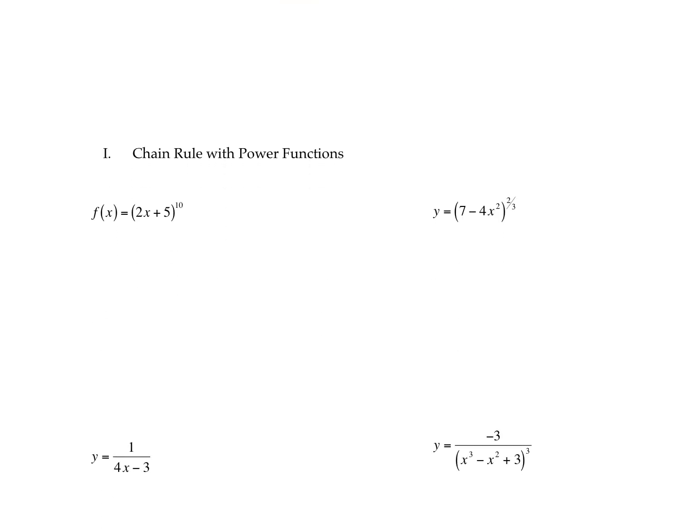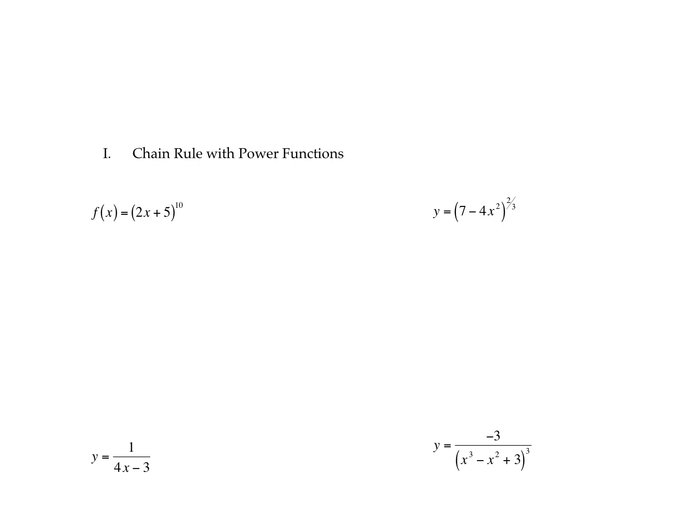So let's start with the problem like the second one, y equals 7 minus 4x squared, all raised to the 2/3. This is on the next page, so the back of the first page here. So let's take the derivative of this. This is a chain rule problem, and I know it's a chain rule because I have this 2/3. And then inside that 2/3, I have that whole 7 minus 4x squared, another function other than x. So that tells me it's a chain rule problem.